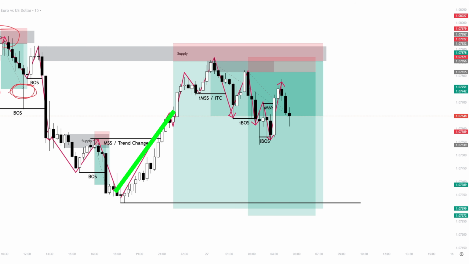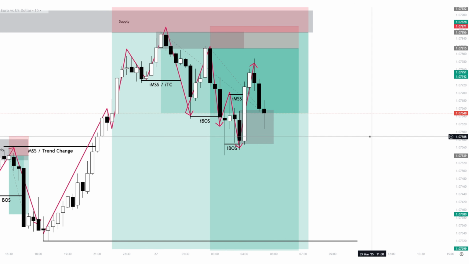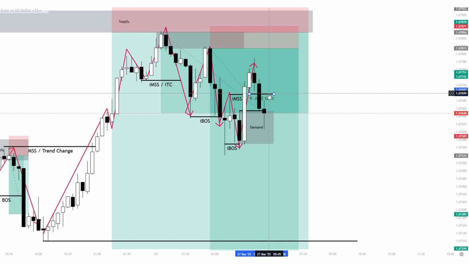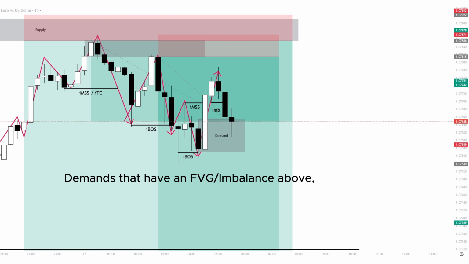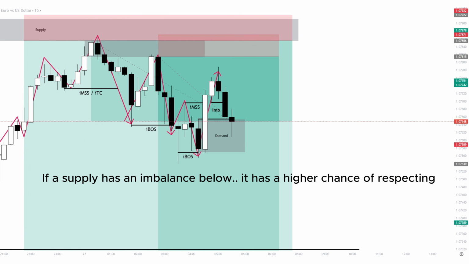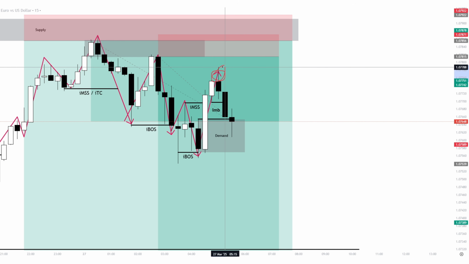For example, this is the push. Then we got a pullback. And now that the pullback looks to be ending, the market could likely continue the uptrend. And if we look closely, on the last candle, the price is sitting right now on a demand level. The demand also has a fair value gap above, making it an even higher quality demand. You will often see that demands that have an imbalance above will respect more than if they didn't have the imbalance. And for the supply as well, if it has an imbalance below, then that supply has a higher chance of respecting. So knowing this theory, we would look to trade along this internal trend.